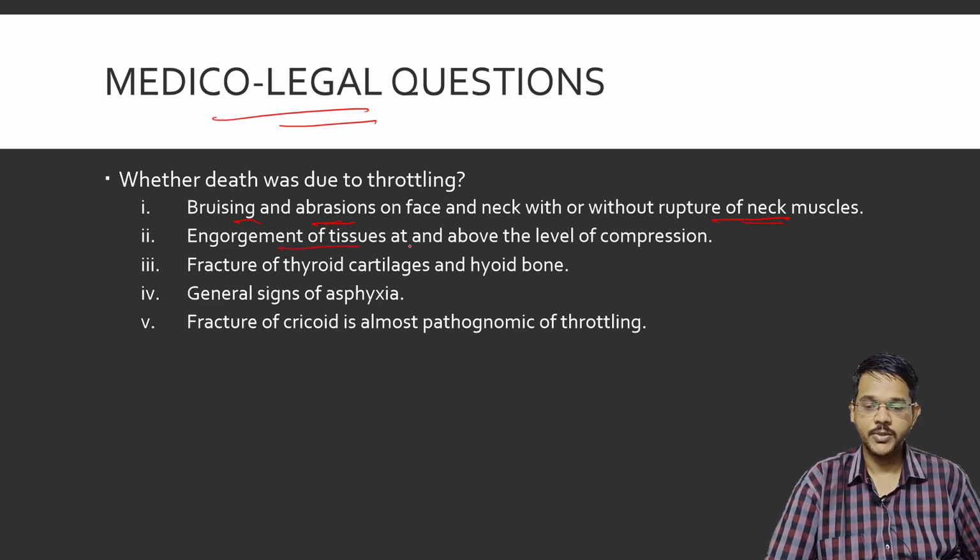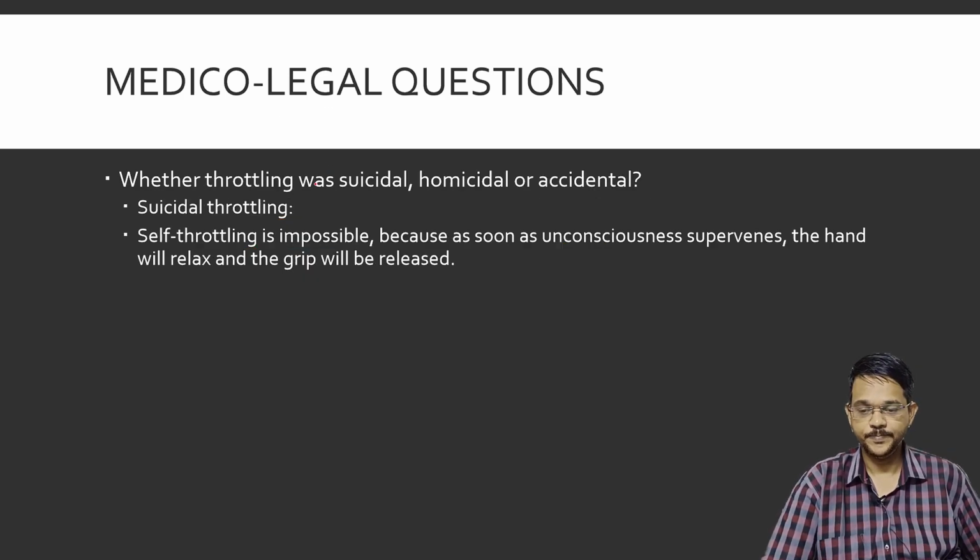There may be engorgement of tissues at the level of compression. Fracture of the thyroid cartilage and hyoid bone will be present. So the hyoid bone will be fractured, with inward compression. Then general signs of asphyxia will be present. Fracture of the cricoid is almost pathognomonic of throttling. So these are all the findings present in case of death due to throttling, which indicate that the victim has died because of throttling only.